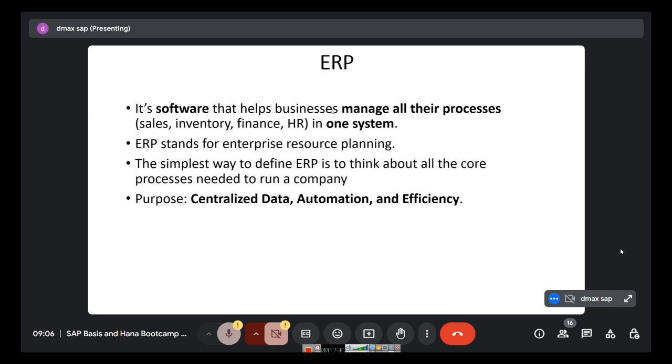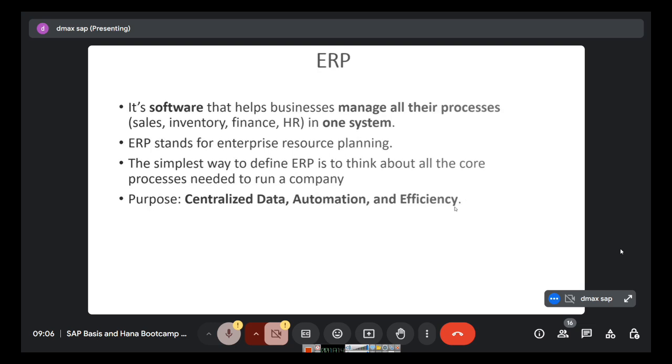So for that purpose, ERP is a centralized solution. If you choose ERP, it contains all these modules included in the ERP setup itself. ERP stands for Enterprise Resource Planning. The simplest way to define ERP is the core processes needed to run a company. So if you have an ERP, you can run your company in an easy way. Why we choose ERP is centralized data, automation of tasks, and efficiency of the particular tasks we are performing. Let's see some examples of centralized data.